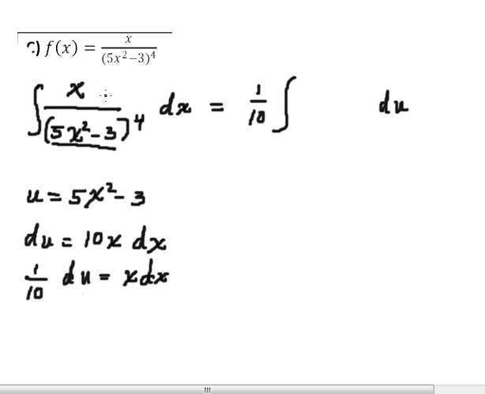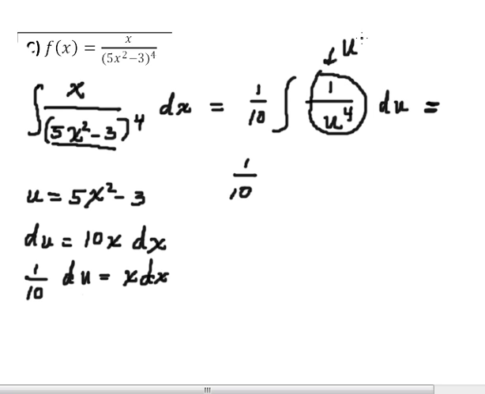And we're left with 1 divided by, instead of (5x squared minus 3) to the fourth, we put u to the fourth. So now we have a straightforward power rule. It always boils down to a power rule. Okay, this is u to the minus 4. So written as that, we're ready to use the power rule, add 1 to that exponent, and we get u to the minus 3, and divide by minus 3.